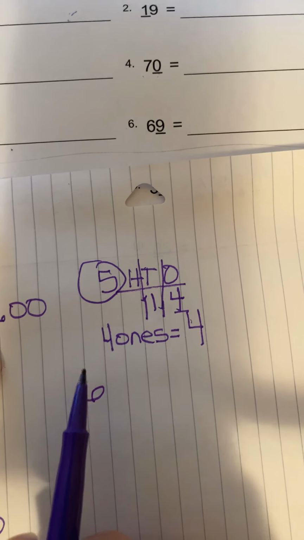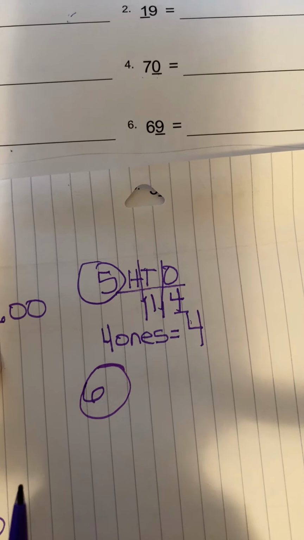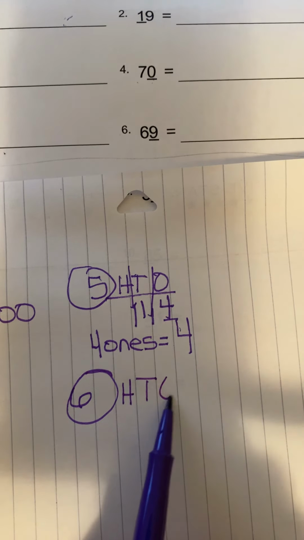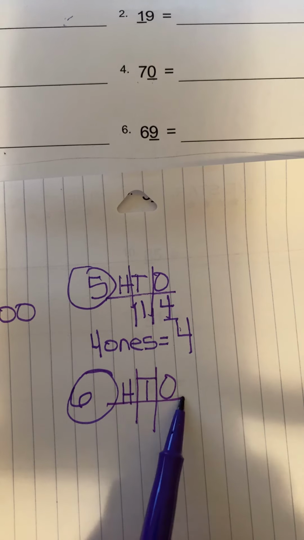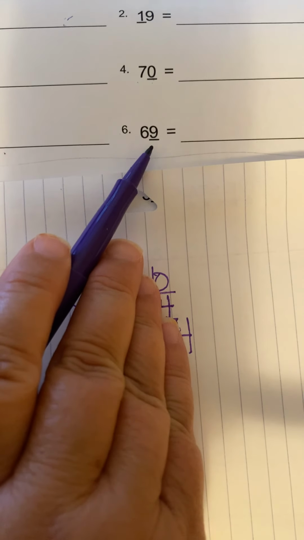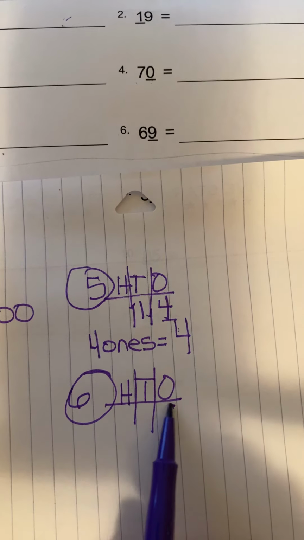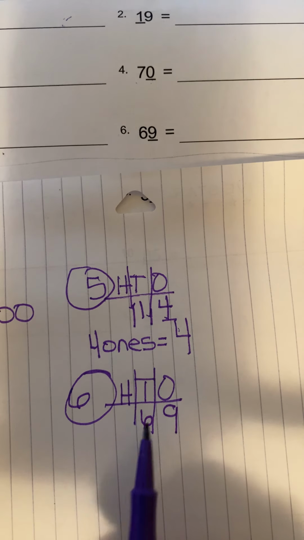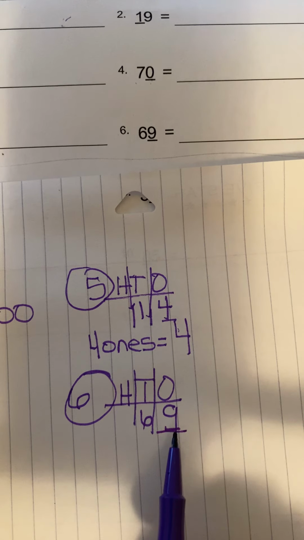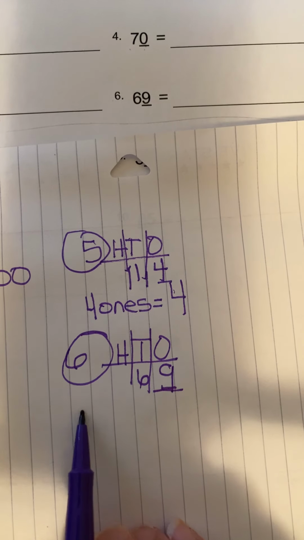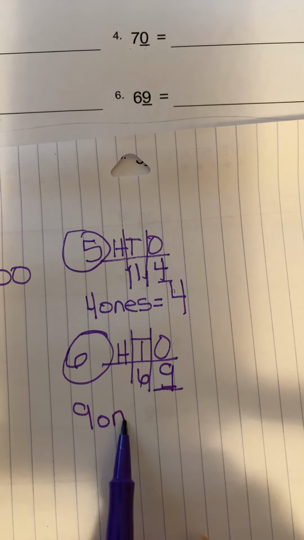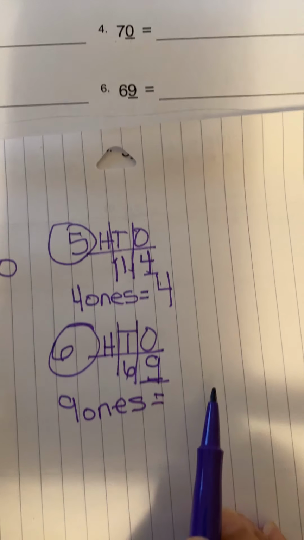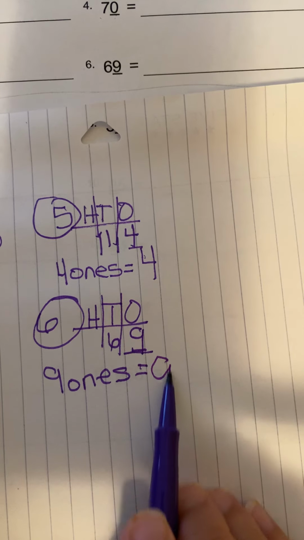Okay, now number 6, and I'm going to fill in my chart, hundreds, tens, ones. Start at the back side of my number, fill in my ones place first, so I fill in my 9, and then my 6. My 9 is my underlined digit, so that's in the ones place, so that means I have 9 ones, which you would just count by ones. So 9 ones is equal to 9.